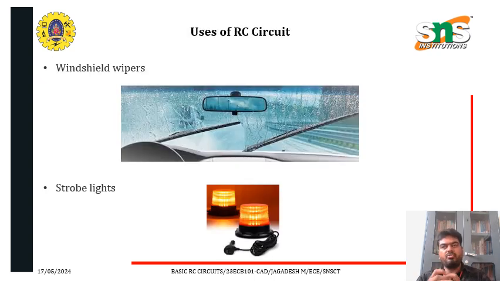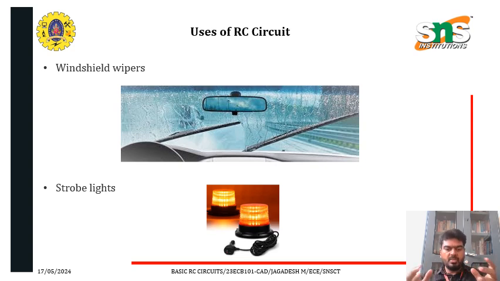Now, the uses of RC circuits. The RC circuit is used in wide areas. In our daily life, there is the windshield wiper in our car, in front of the glass. When we are traveling in the rainy season, this wiper is used to swipe away the water falling on the glass. The mechanism behind this windshield wiper is also an RC circuit. The next one is strobe lights.